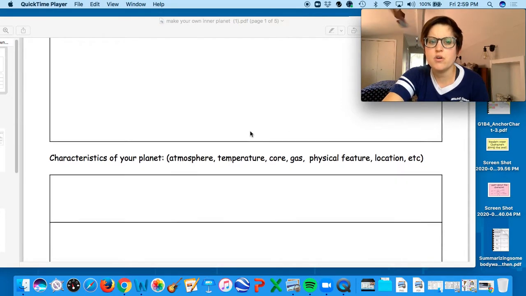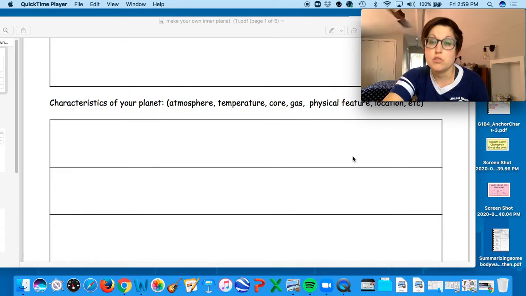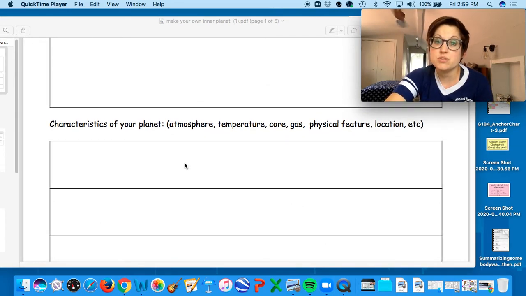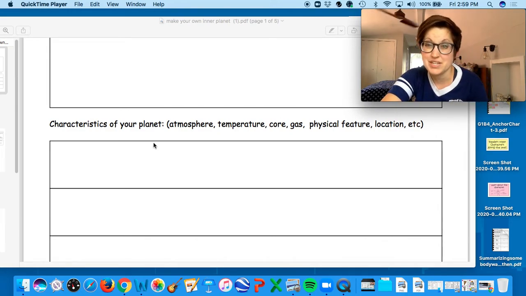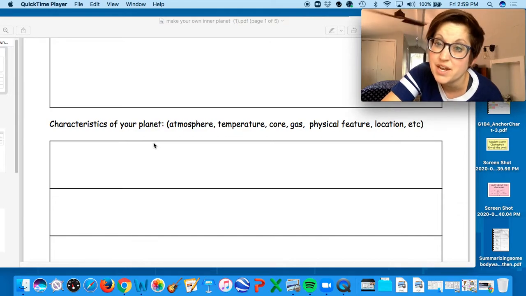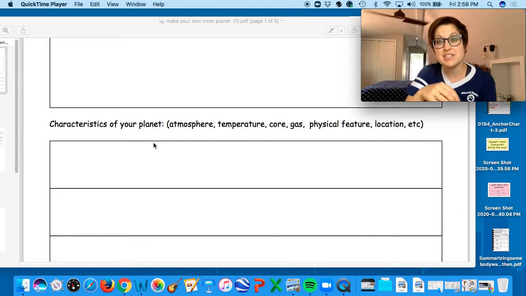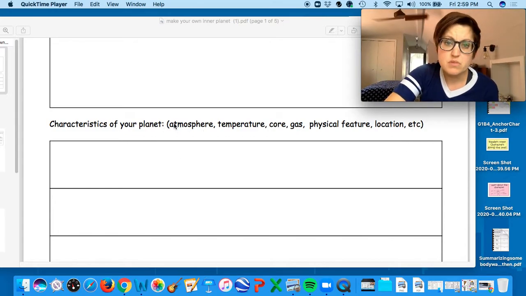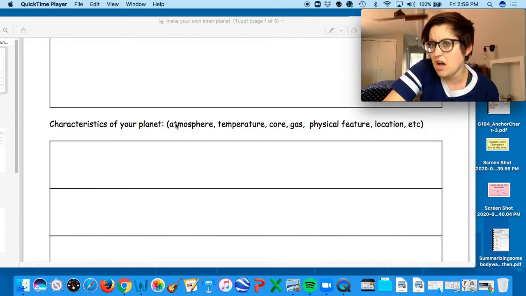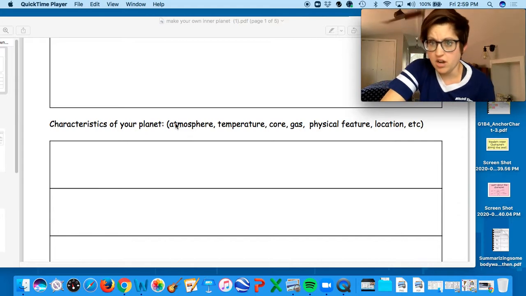And then you are going to name at least 3 facts about your planet. But these 3 facts have to fall in the patterns of inner planets. So you cannot say your inner planet has rings because that is not a characteristic of inner planets. So you could talk about its atmosphere. Does it have oxygen like Earth or does it not? Does it have a thick atmosphere? Does it have a thin atmosphere?